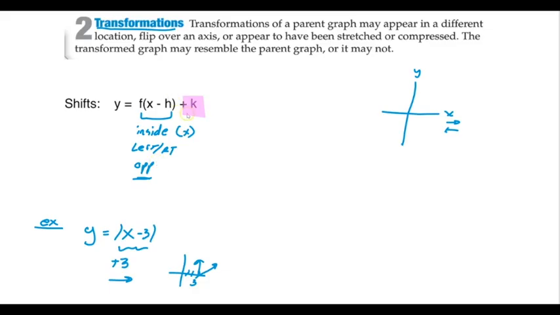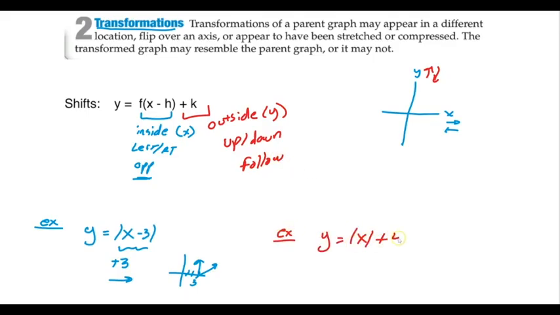Anything on the outside affects the y value. If you look at the y values, they move up and down. So it's to move stuff up and down. Now, it doesn't have the same parentheses. On the outside, you just follow what it says. If it says move up, move up. If it says move down, move down. For example, if we give the absolute value of x plus 4, that's on the outside. We're going to move it up 4. That's what those basic transformations do.